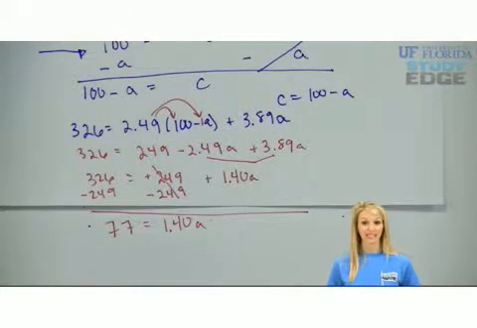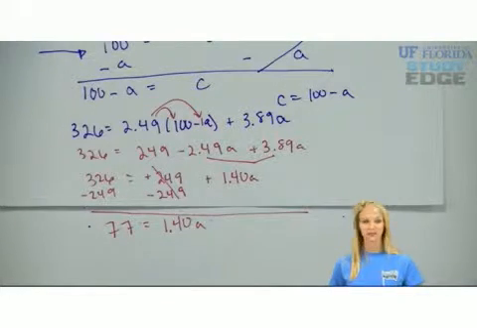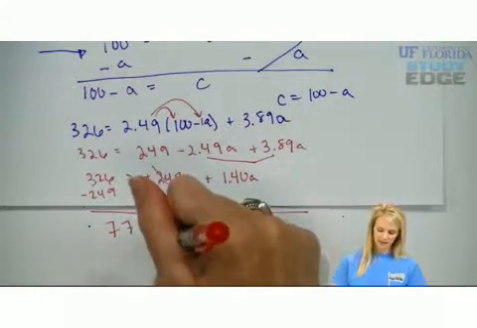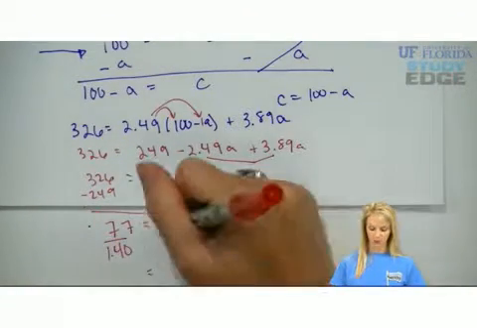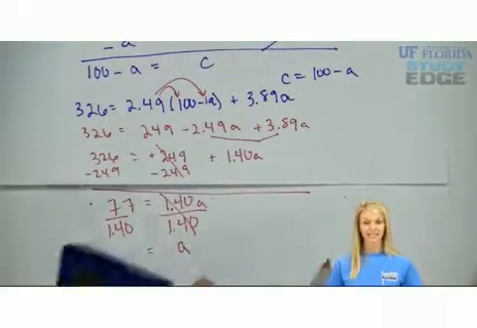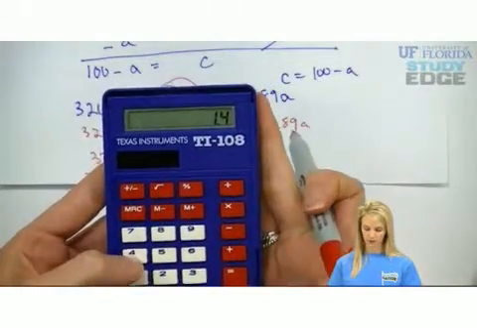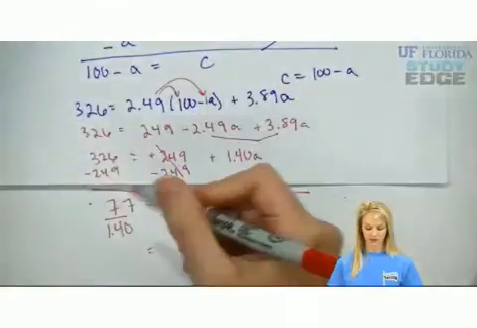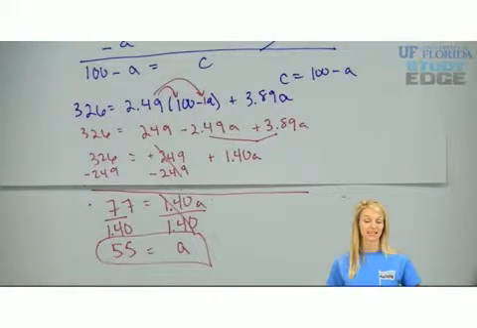We still need to get A by itself. We still need to figure out A, the total number of pounds of almonds that we have in the mixture. So I'm going to divide both sides of my equation by 1.40. Well, when I do that, my 1.40's cancel out. I get A by itself. We're going to take 77 divided by 1.4, and we get 55. We have 55 pounds of almonds in our mixture.